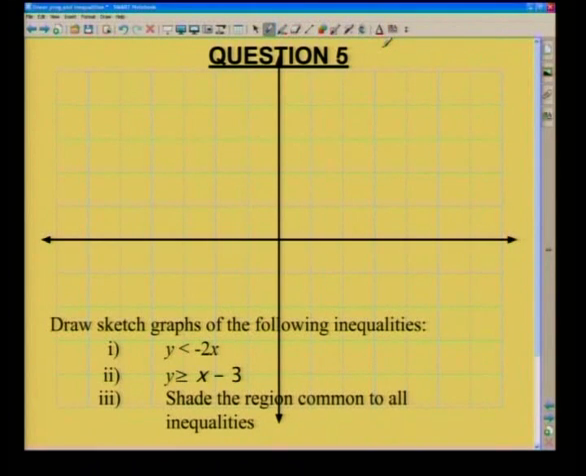Right, let's look at question 5. It says draw sketch graphs of the following inequalities. They give you two equations, y less than minus 2x and y greater than or equal to x minus 3. And then the third part of the question says shade the region common to all the inequalities. Now this is where we start moving into the real linear programming techniques and those kind of issues around language and all sorts of things, and we'll build it up as we go.